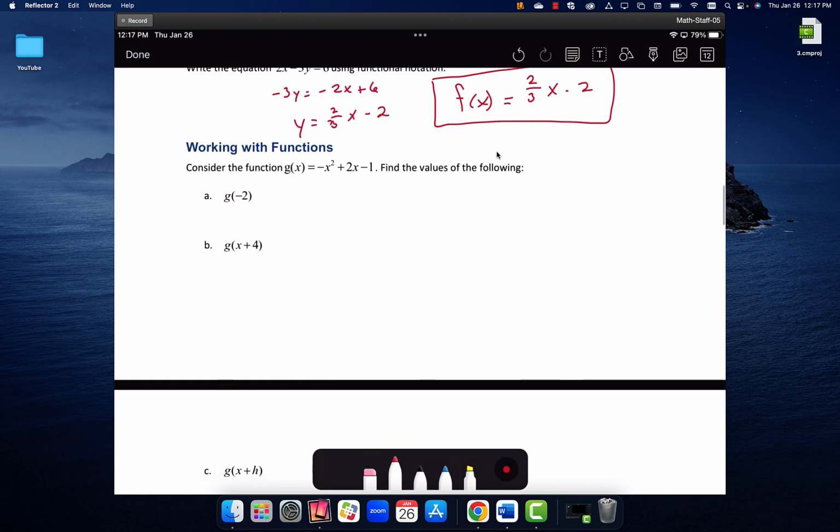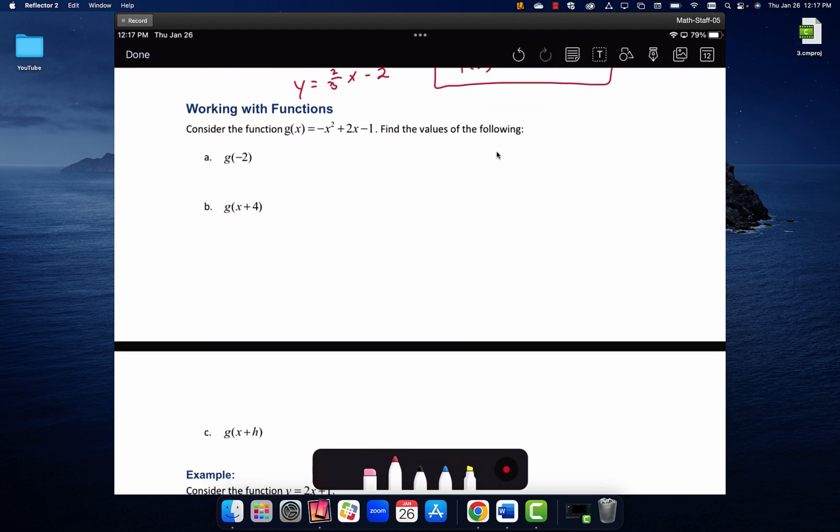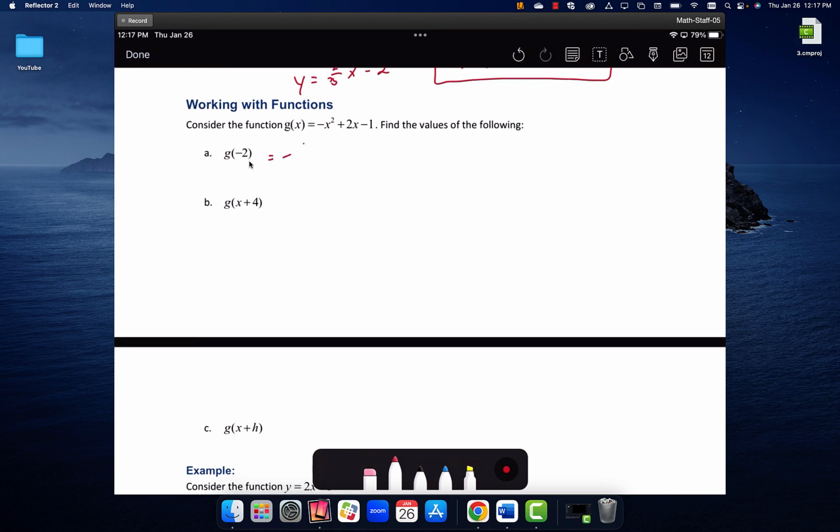Now let's work with functions. Consider g of x equals negative x squared plus 2x minus 1. In this case, we're going to first evaluate g of negative 2. Whenever you see something like this, just take whatever is in parentheses and replace the x's with what is in parentheses. So here we have negative, replace x with negative 2 squared plus 2 times replace x with negative 2 minus 1. And then we'll simplify. We get negative 4 minus 1, and that is negative 1.